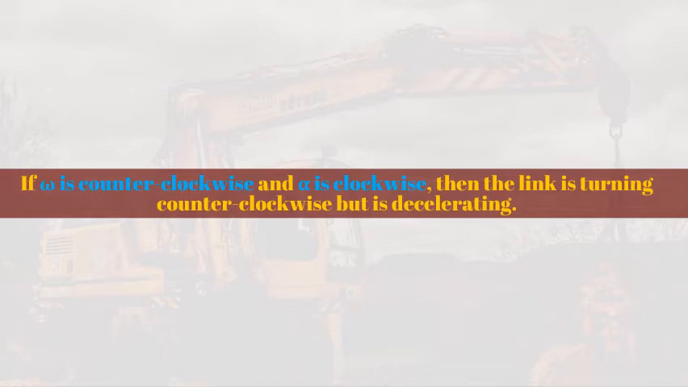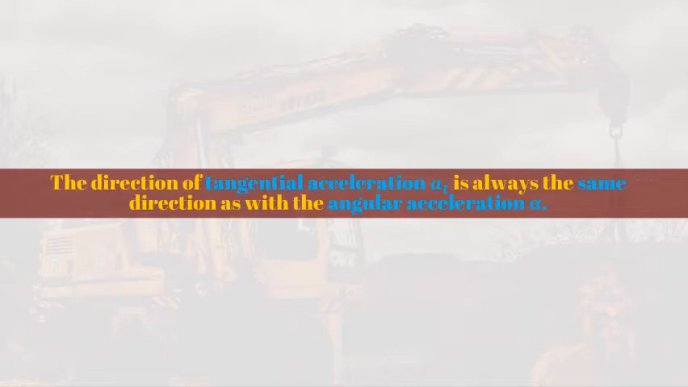The direction of the tangential acceleration, which is denoted by alpha t, is always the same as the direction of the angular acceleration. That is how you can also find the direction of the tangential component, because it will always be the same as the direction of the angular acceleration. We will illustrate that later on.